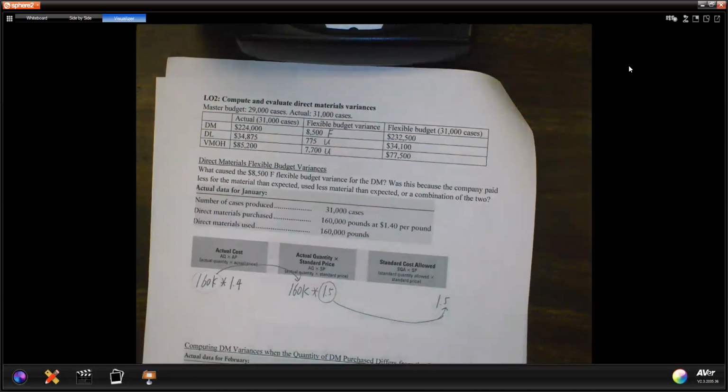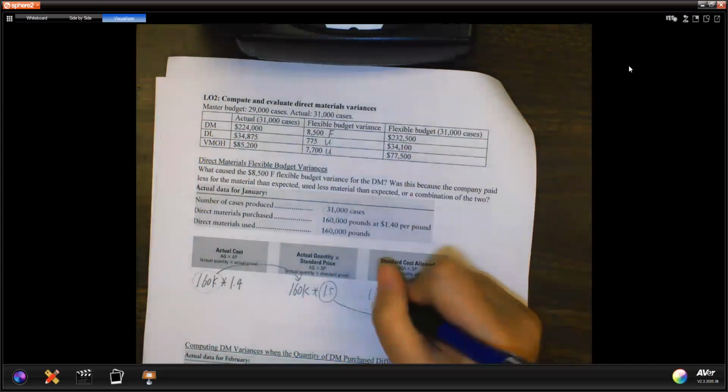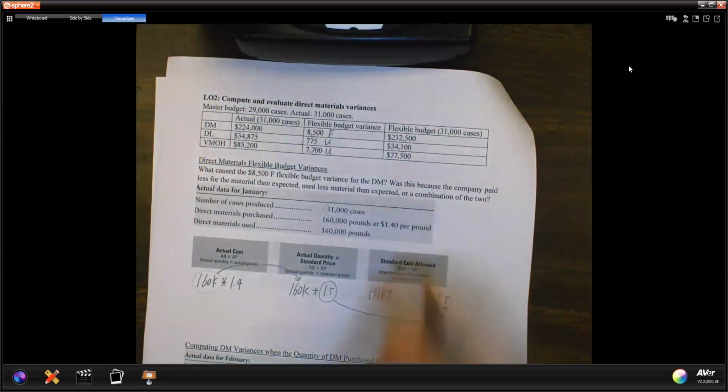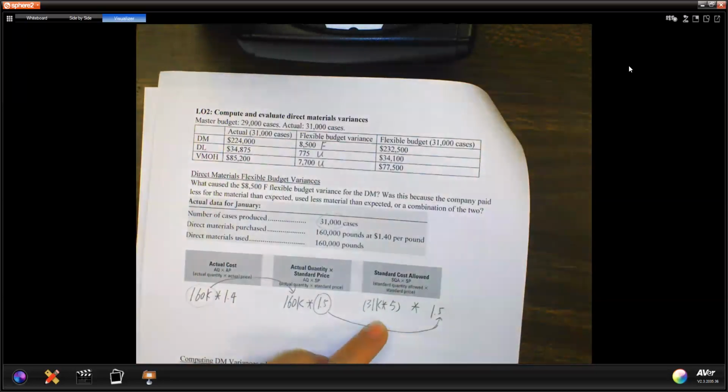And what is our standard quantity of the material? We actually produced 31,000 units, and based on the standard, each unit we have to use 5 pounds of the flour. So that gives you the standard quantity of direct material.